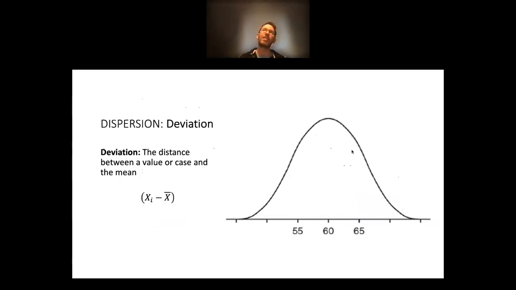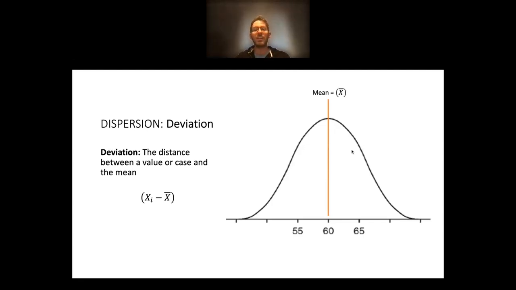So to fix the issues of just counting 2 points, subtracting them and finding how far away they are from each other, that's both the range and the IQR, we're going to talk about deviation. The deviation is the distance between a value or a case and the mean. So the mean is the statistical average, right? You take all of the observations, add them up, and then divide them by the number of counts.